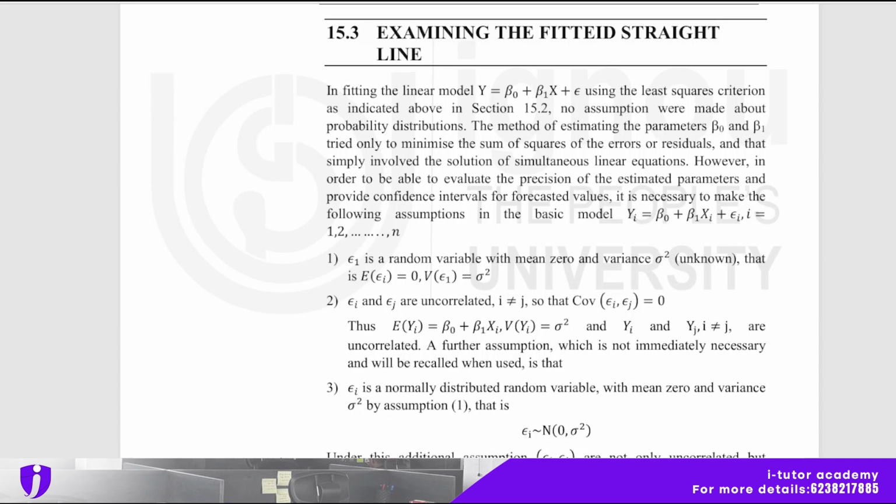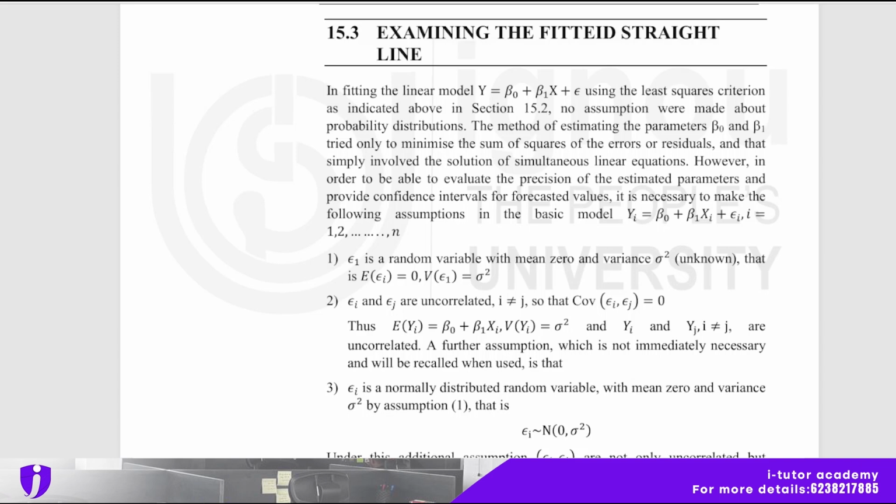In fitting the linear model, the equation is based on the least square criterion as indicated above in section 15.2. We already discussed that in the last video. If you have any doubt, just refer to that. No assumptions were made about probability distributions. The method of estimating the parameters tried only to minimize the sum of squares of the errors. Just note this down.